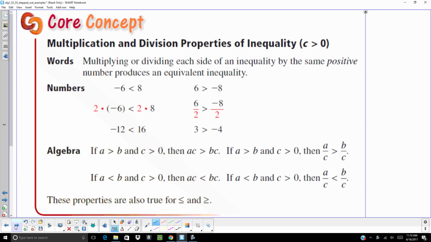Again, I'm going to go through this pretty quickly because this is a lot of the same information that we had in the previous chapter with equations. The main difference is instead of an equal sign, we've got an inequality sign. So at any point, if you need to, you can pause the computer and go from there.